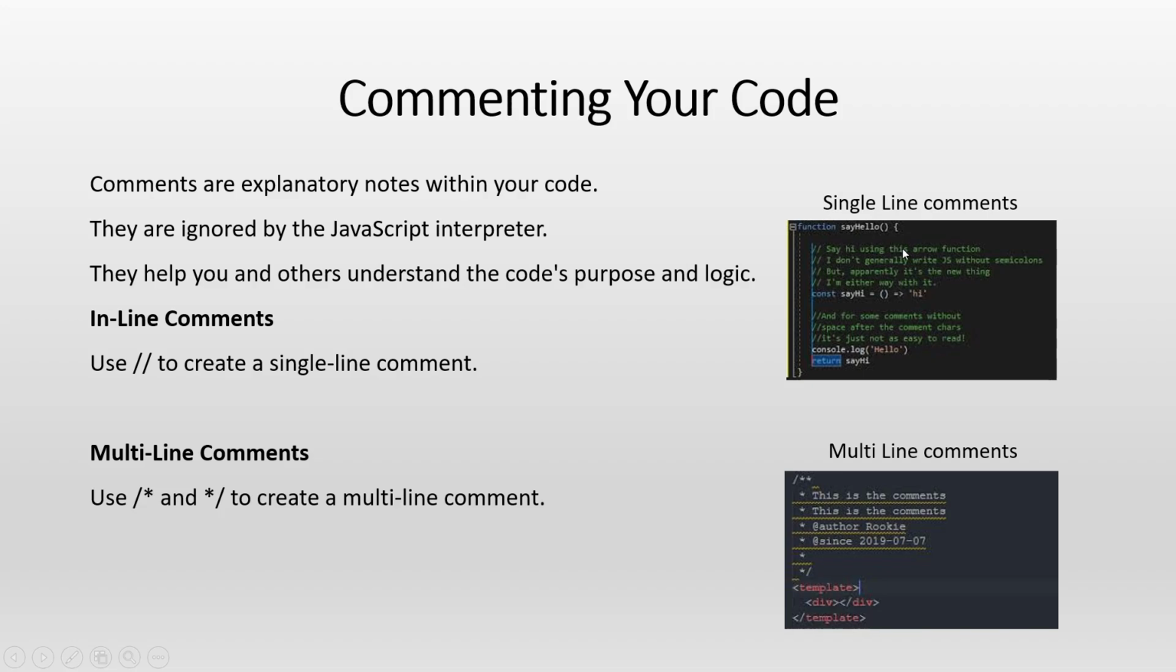Say hi, I am using this arrow function. I don't generally write JS without semicolons, but apparently. So what is this going to do? What is the purpose of this?